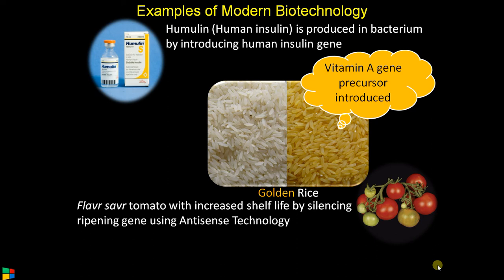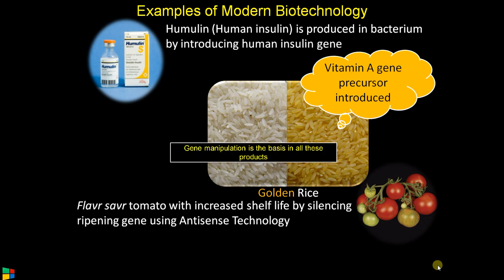And this tomato has an increased shelf life. This is by silencing the ripening gene, that is polygalacturonase gene, using antisense technology, a technology that silences the undesirable effect of a particular gene, that is a ripening gene, so that the shelf life of that particular crop is increased. So these are examples of modern biotechnology.